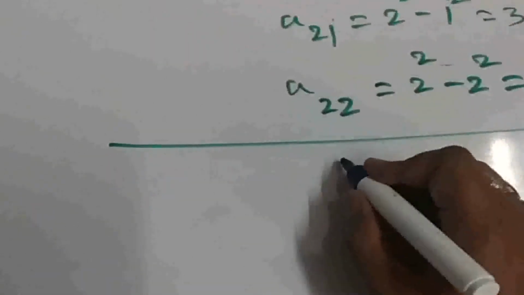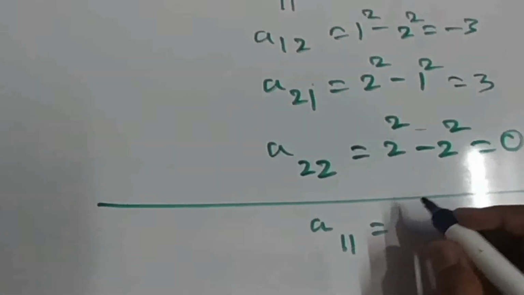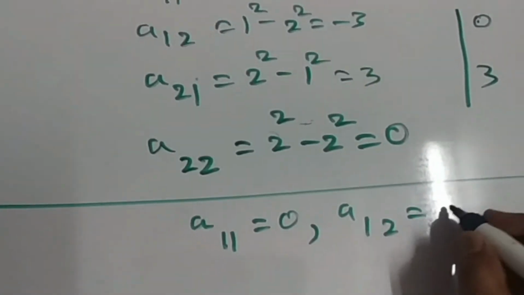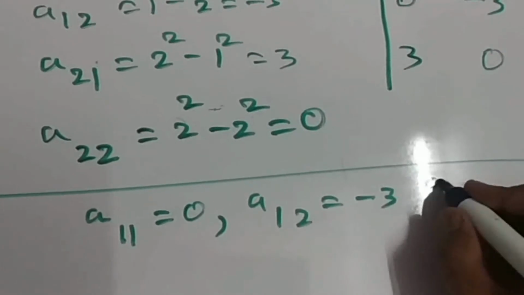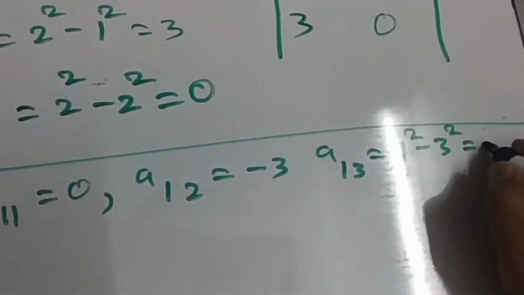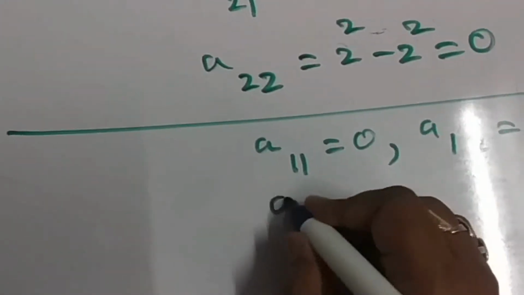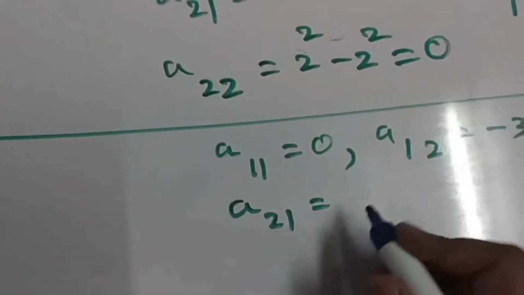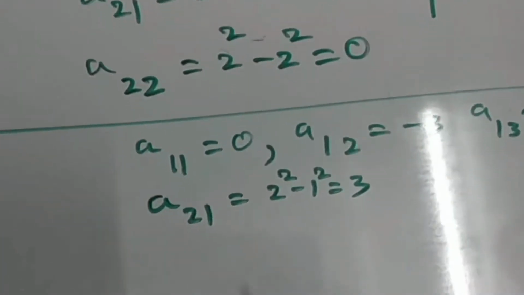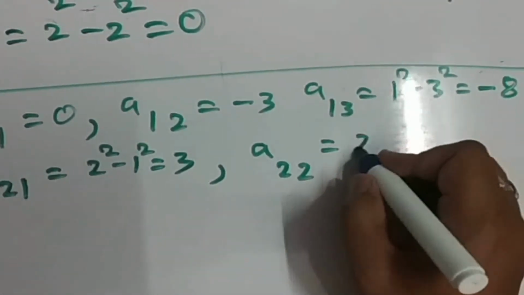Now for 3 into 3, A11 I have calculated, that is 0. Then A12 I have calculated, minus 3. Now A13, now I will calculate 1 square minus 3 square, that is minus 8. Then A21, second row, first column, 2 square minus 1 square, that is 4 minus 1, that is 3. Okay, then A22, that is 2 square minus 2 square, it is 0.